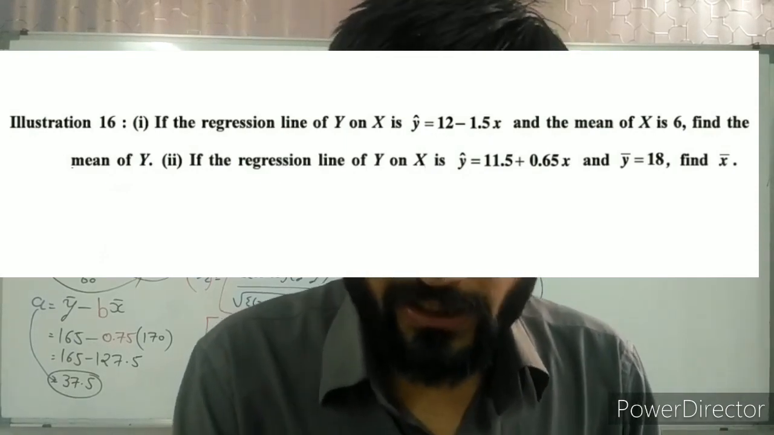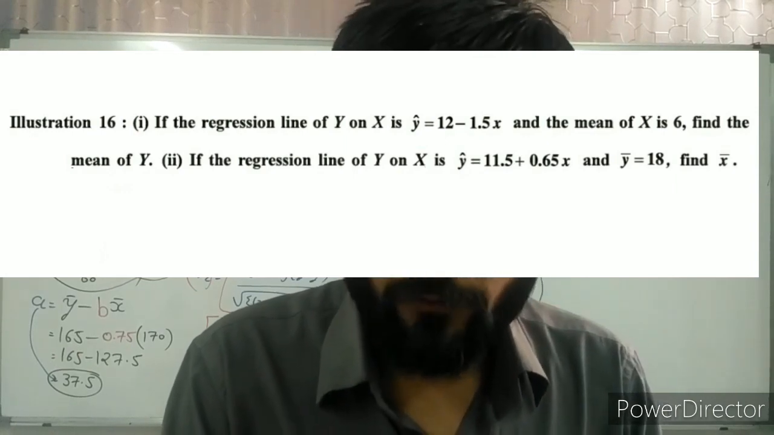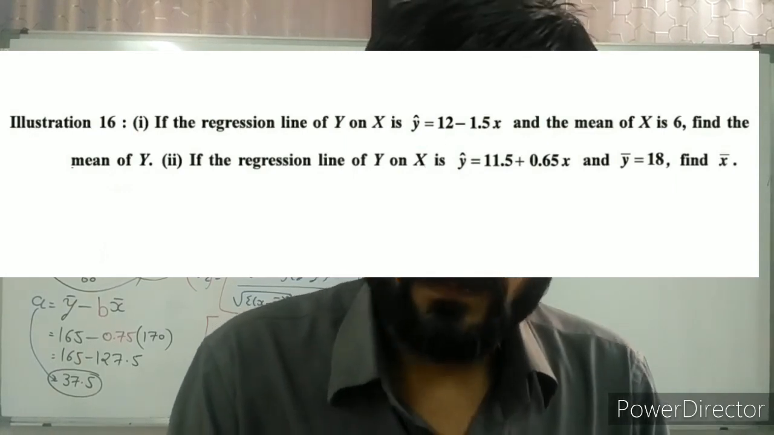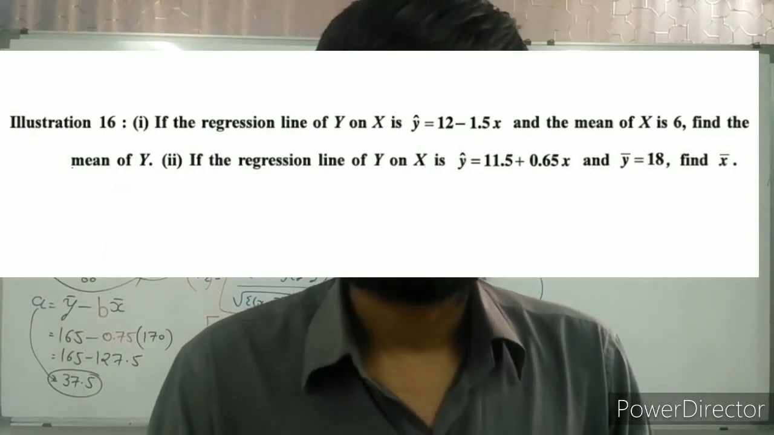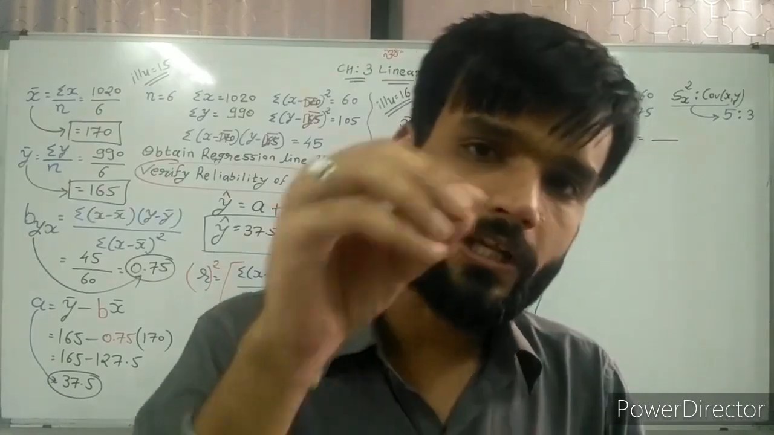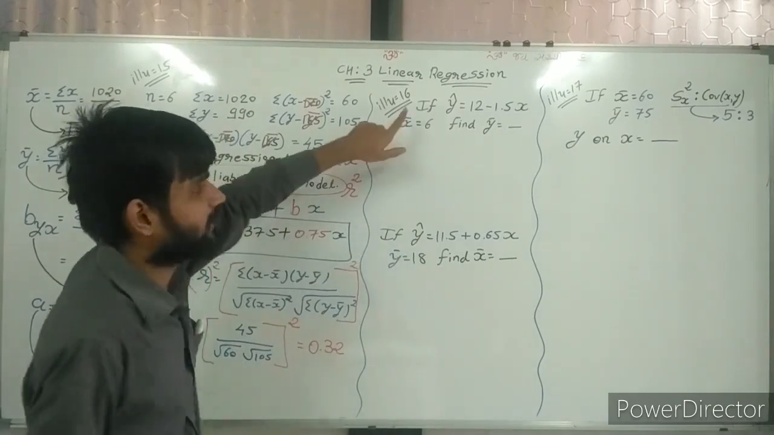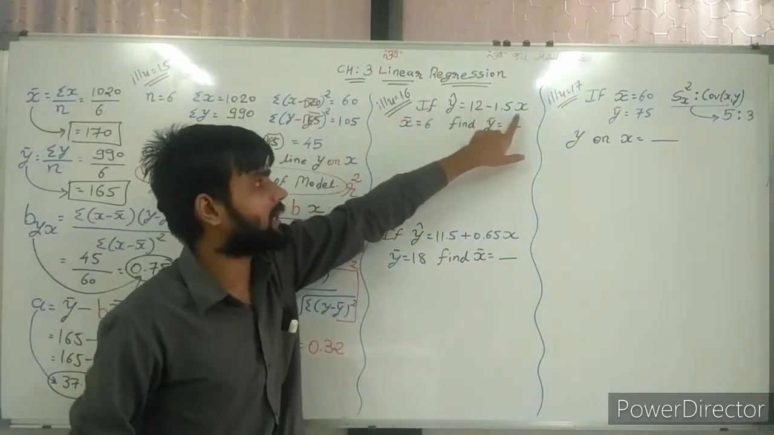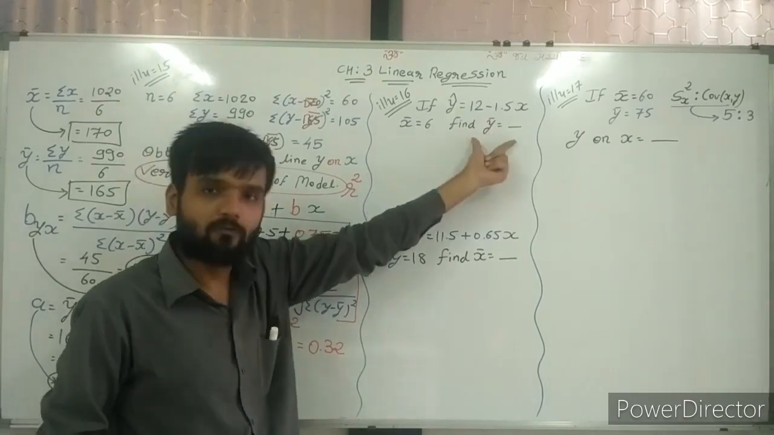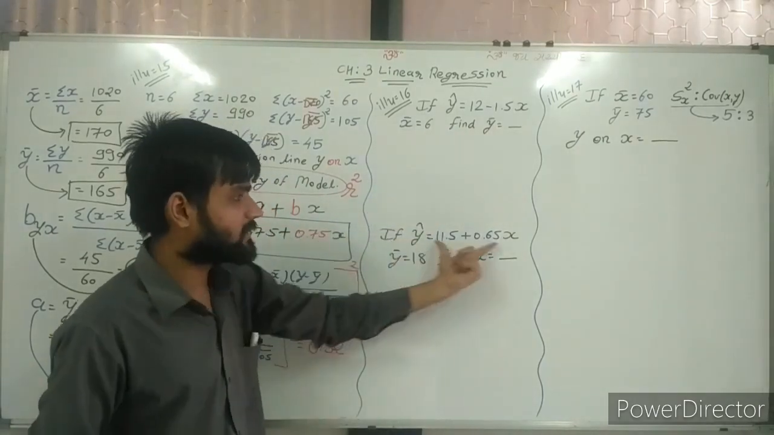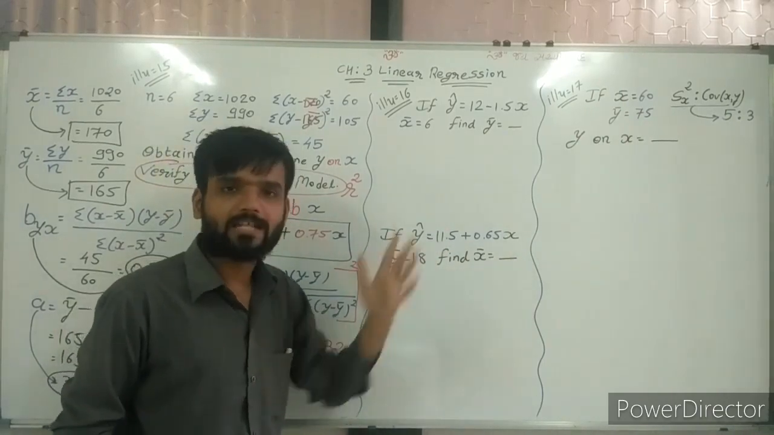Second question. If the regression line of y on x is y cap is equal to 11.5 plus 0.65x and y bar is equal to 18, find x bar. These two questions are included in illustration number 16, and I have written this on that basis. Y cap is equal to 12 minus 1.5x, mean of x means x bar, 6, find y bar. Second question, y cap is equal to this, y bar is equal to 18, find x bar.